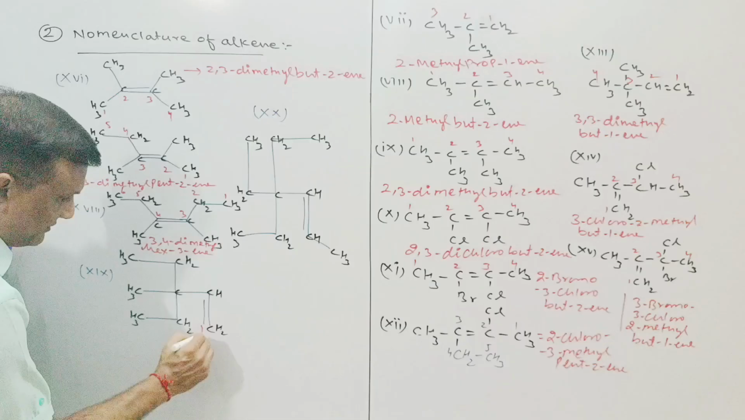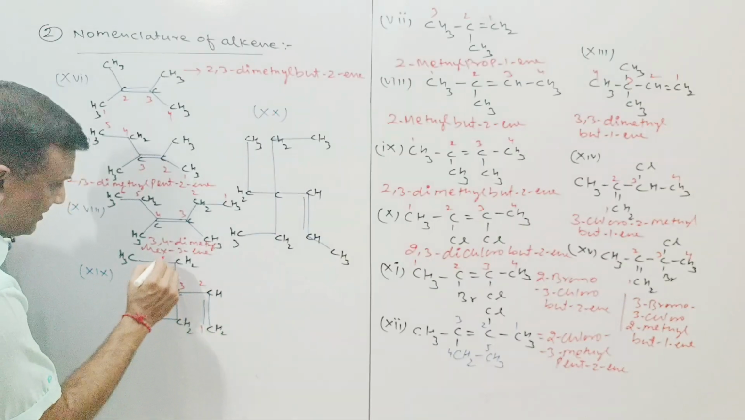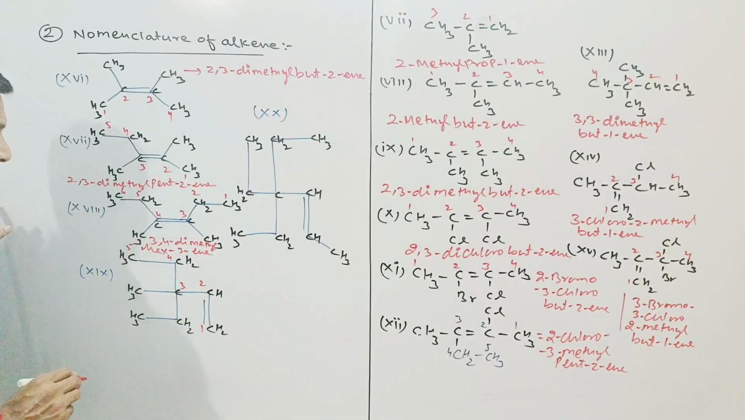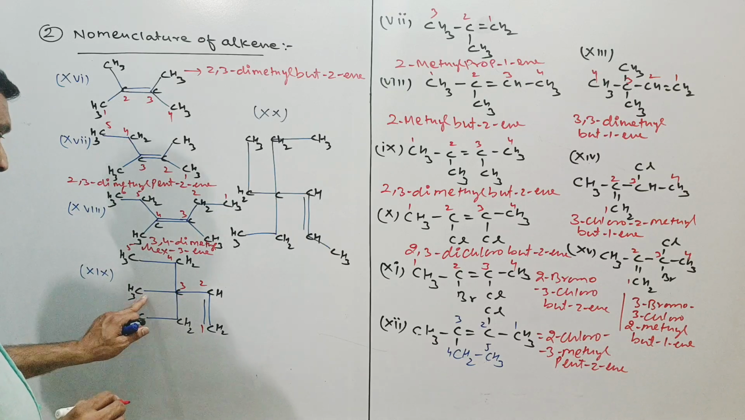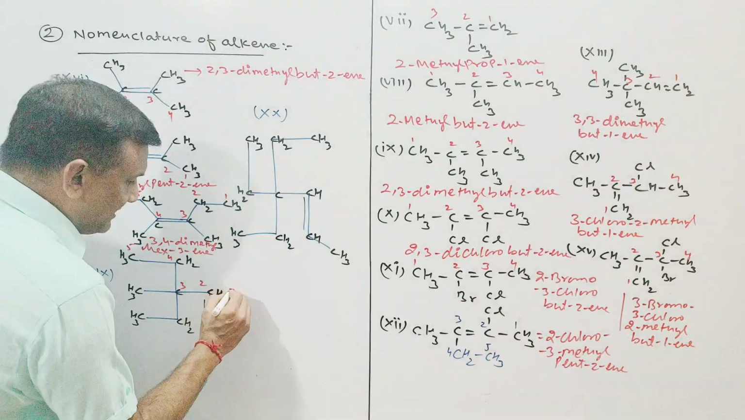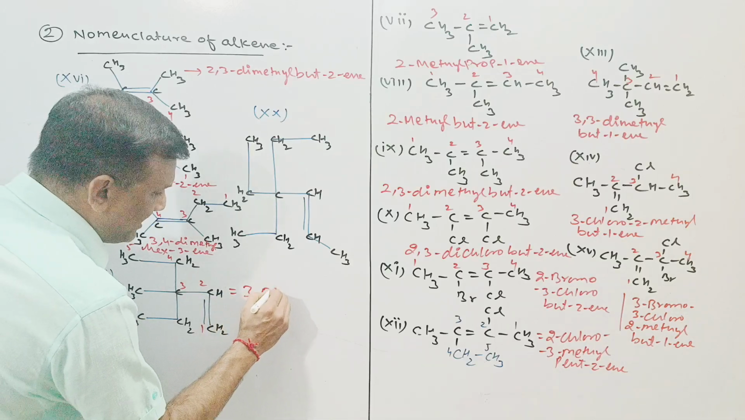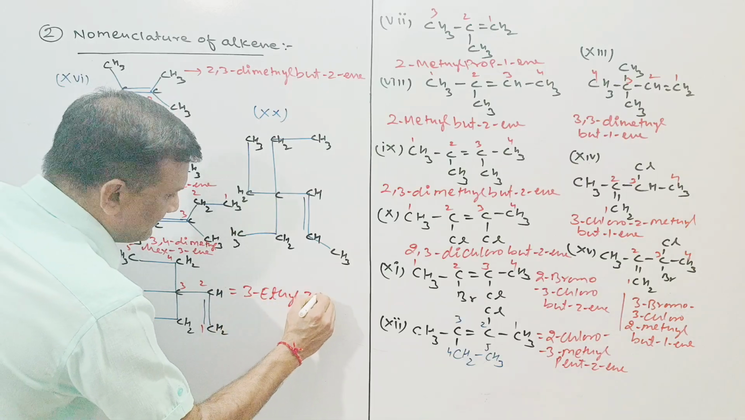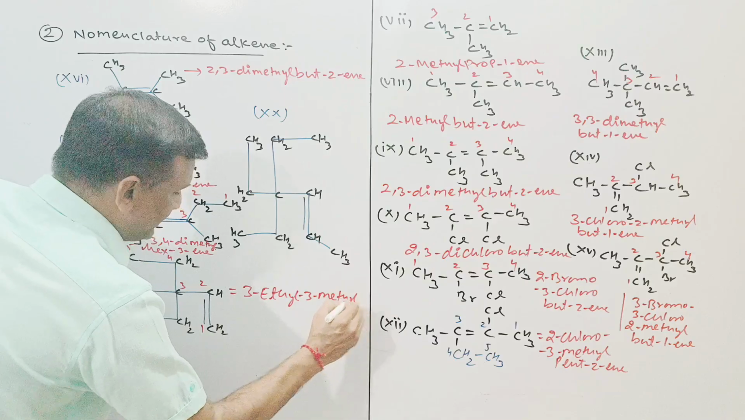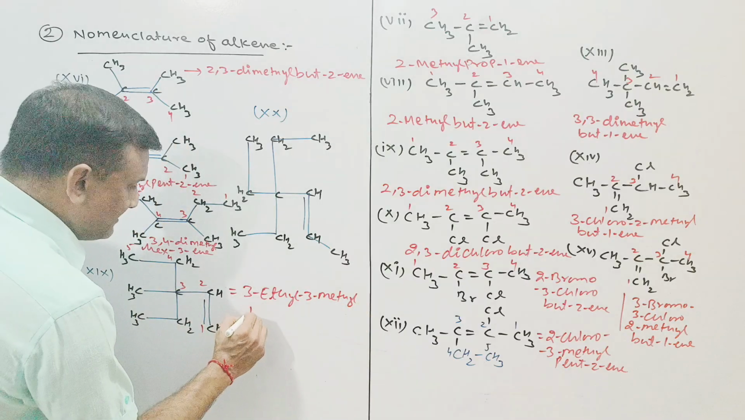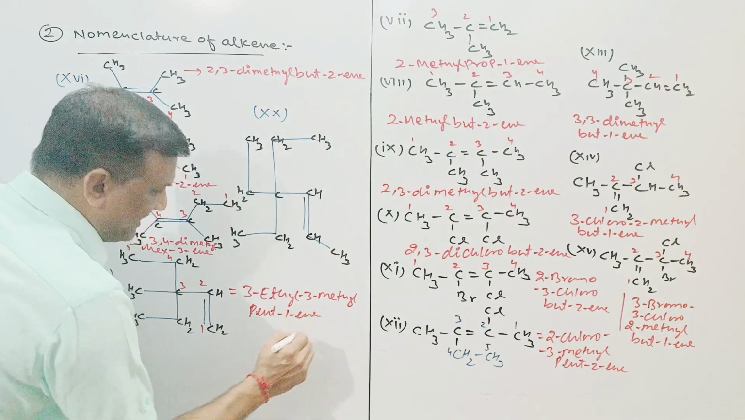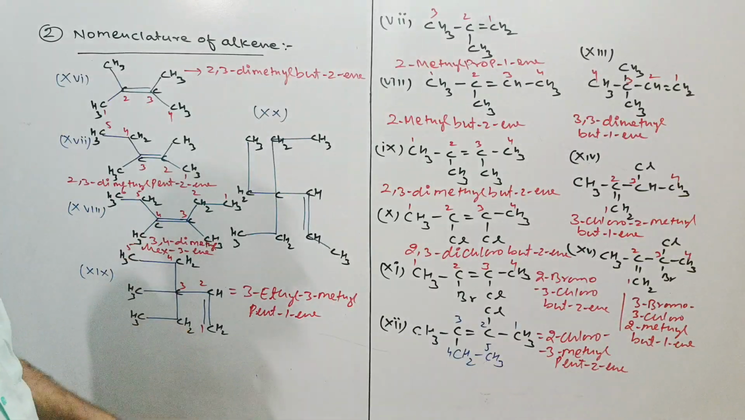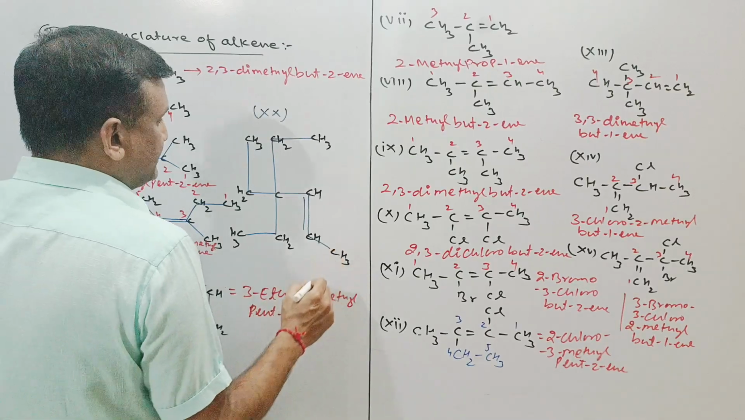For this compound you will count the chain from this side, because from that side the double bond gets the lower number. At number 3 position there is ethyl. At number 3 position there is the methyl. Alphabetically ethyl has priority, so 3 ethyl, 3 methyl. Now here is your 5 carbon chain. This is the pent. At number 1 position there is double bond, so it will be pent-1-ene. This is the name of the compound.